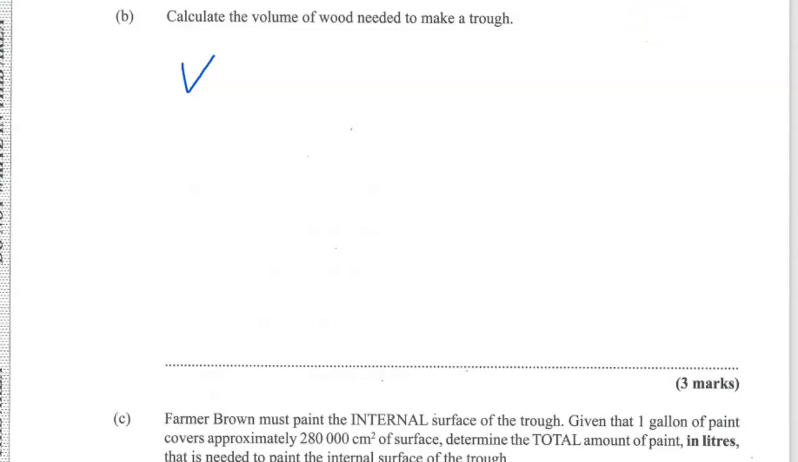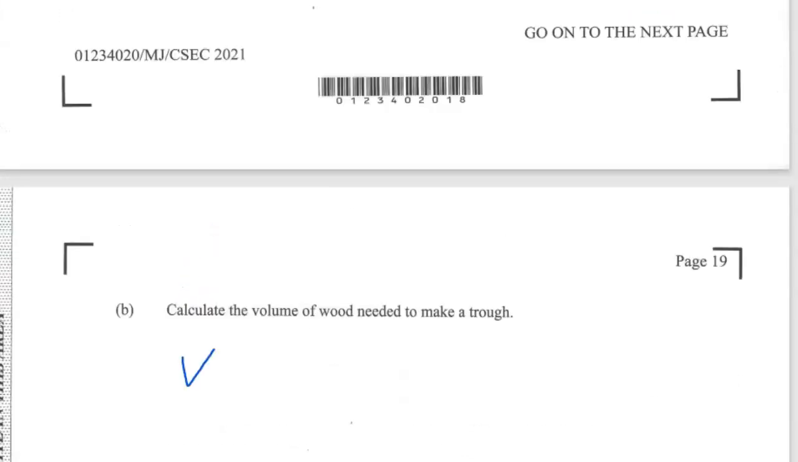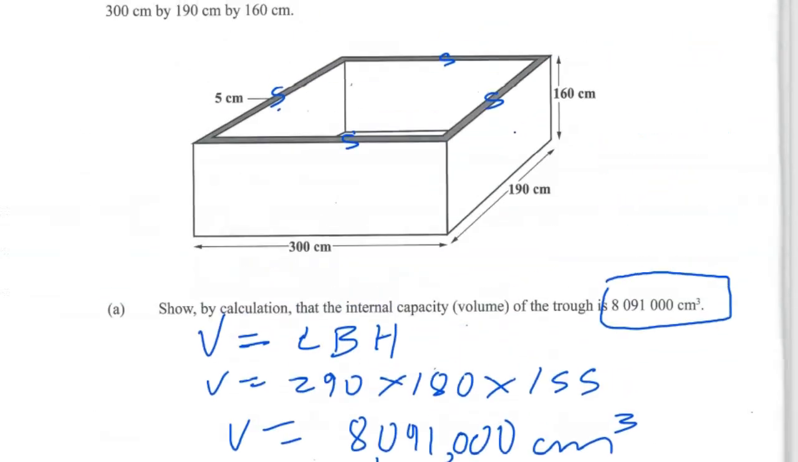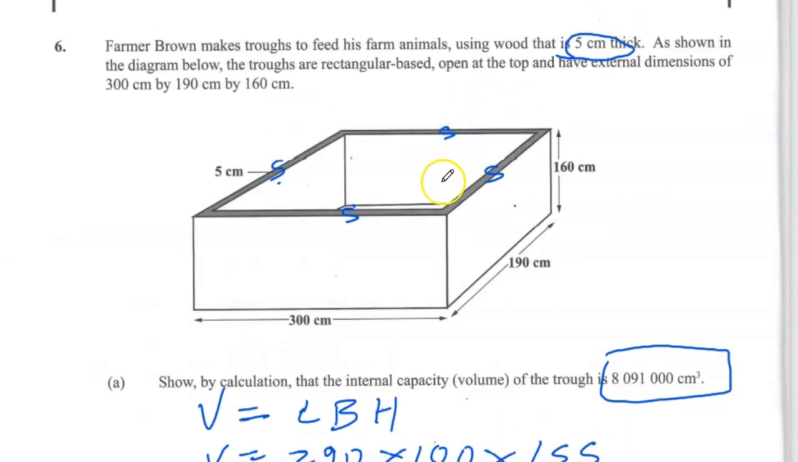Let's go back to the diagram. The volume of wood needed, notice how many pieces of face. Now we have 1, 2, 3, so 4 faces round, and then the base would be another face. So we have 5 faces. Let's work out the volume.